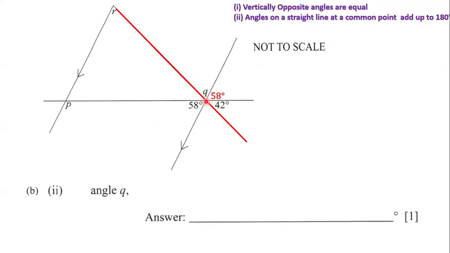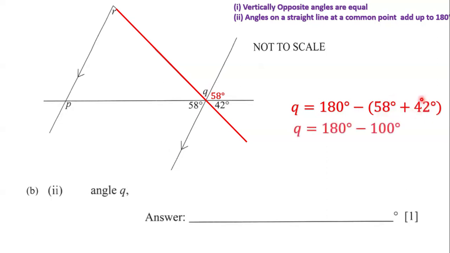And so if we want to determine the size of angle Q, we're going to say Q is equal to 180 degrees minus 58 plus 42. We add 58 plus 42 first, and we get 100 degrees. And so Q is equal to 180 minus 100. What is 180 minus 100? That's definitely 80. So Q is equal to 80 degrees, and that's the size of angle Q.